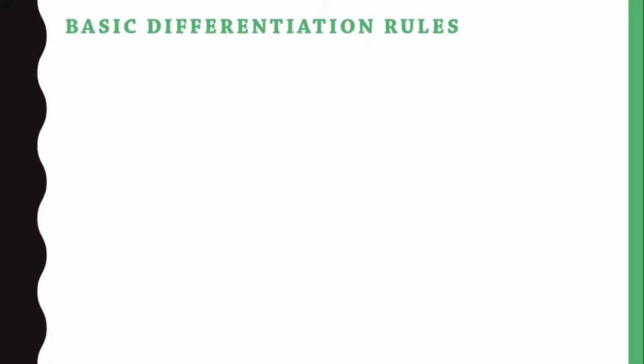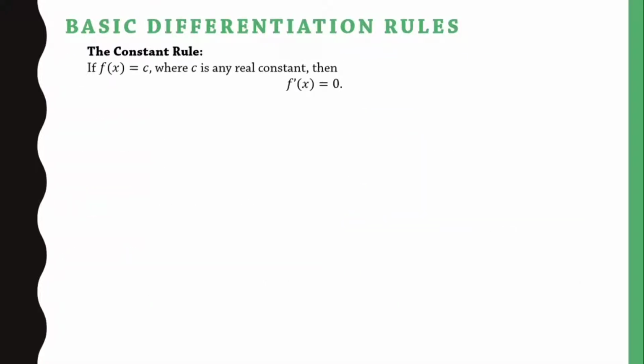So first, let us have the constant rule. According to the constant rule, if f of x equals c, where c is any real constant, then f prime of x is equal to 0. This simply means that if you're given a constant function, the derivative of that function is always 0.